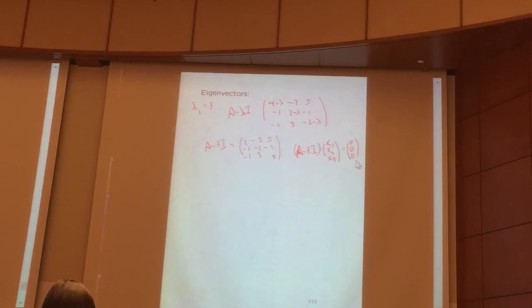Do I have a mistake? Third row is minus, right? Yeah. Thank you. Isn't that neat? The third row is the negative of the first row, right?